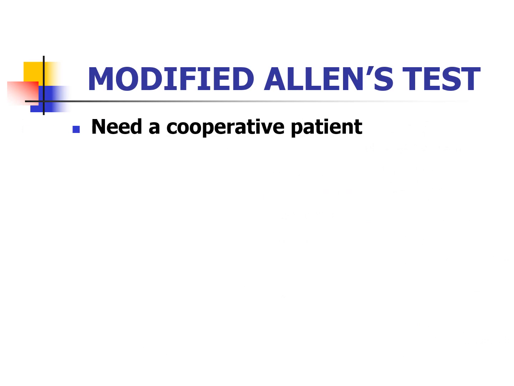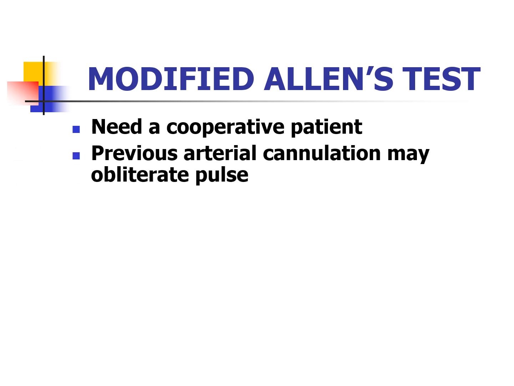The patient needs to be cooperative for the modified Allen's test, especially to open and close their hands. Previous arterial cannulation may obliterate the pulse. In other words, if they had an arterial line in place, they may not be able to feel it. They might have scar tissue there, things like that.